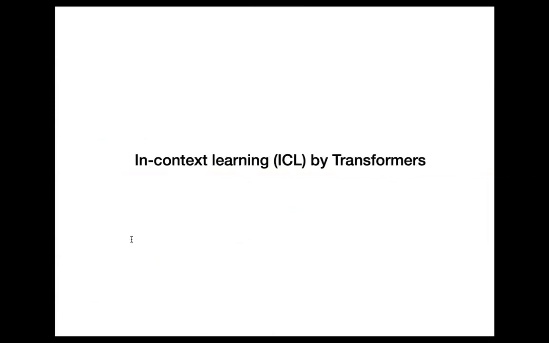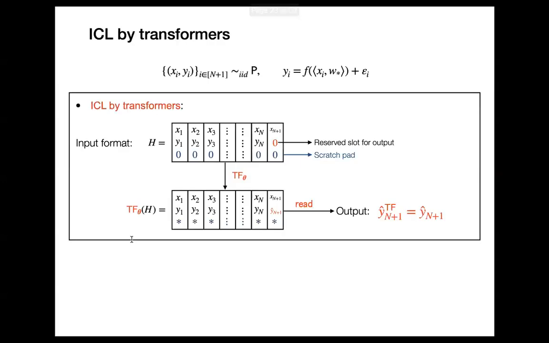Okay, so the next topic is that I want to show how these transformers can perform in-context learning. Suppose we have a task, a dataset (x_i, y_i) for i from 1 to N+1, following a generalized linear model. Let's use this generalized linear model for illustration. Here y_i is a function of the inner product of x_i and w star. w star is the ground-truth parameter, and it may be different across different tasks.